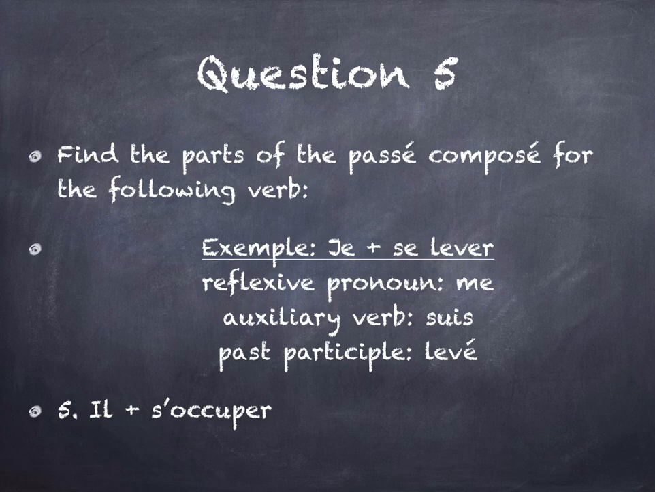Question number 5. Now it's going to be your turn to attempt to conjugate. Find the parts of the passé composé for the following verb. So, par exemple, if I had je and se lever, I would have to conjugate my reflexive pronoun to be me in order to match je. My auxiliary verb would be suis, because I know I have to use être for reflexive verbs, and my être conjugation for je is suis. And my past participle is levé, because lever is a regular er verb, more or less. So we take off our er and we add é accent aigu. So, what are the reflexive pronoun, the auxiliary verb, and the past participle for il and s'occuper?